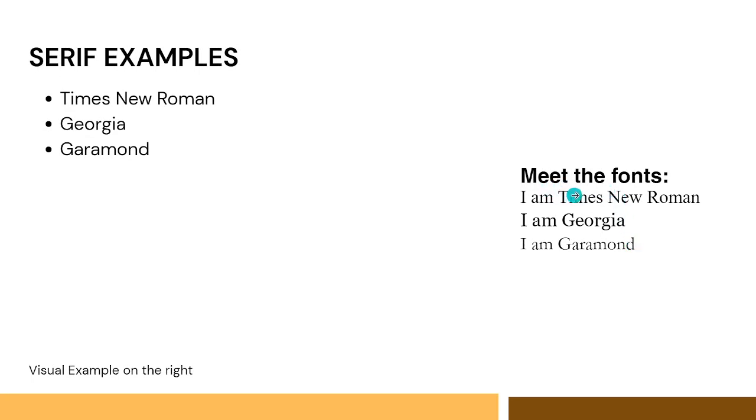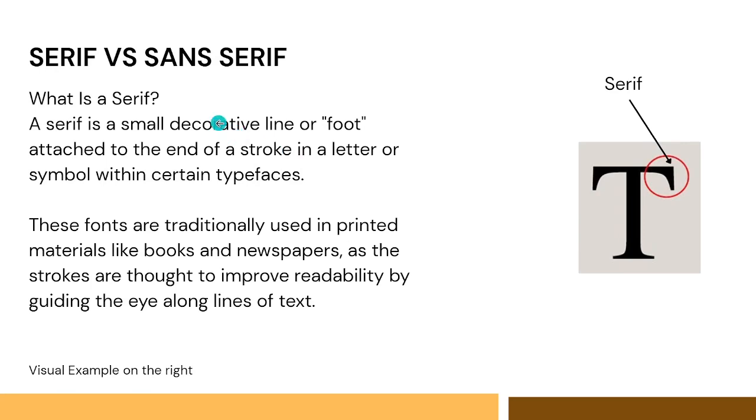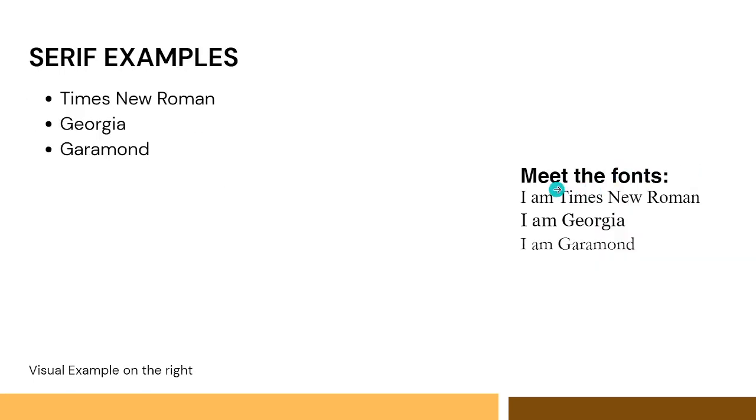And if we look closely at this font, we can see the serif here around this T. We can see it around this I, and we can see it around this M. So let me go back. It's the small decorative line or foot attached to the end of a stroke. You can see that the decorative line is there, around this N.